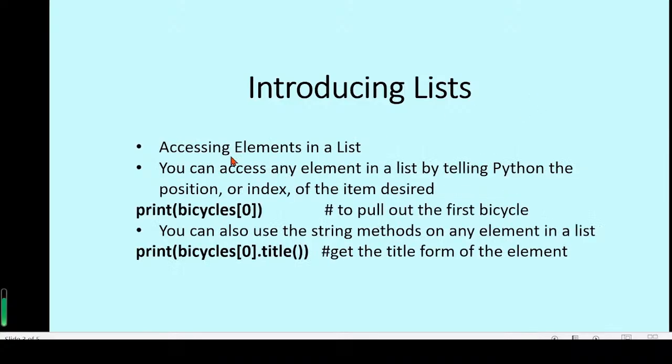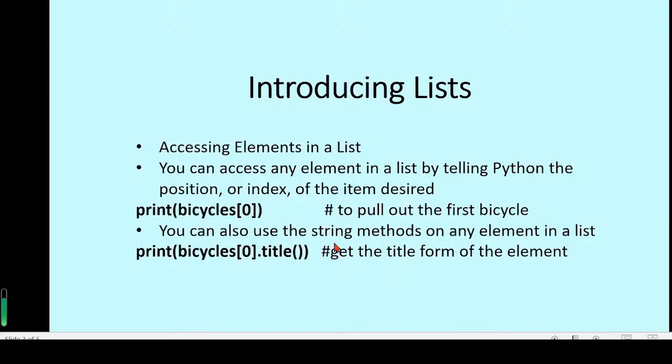Accessing elements in a list: you can access any element in a list by telling Python the position or index of the item desired. For example, we can print the first bicycle in this list.